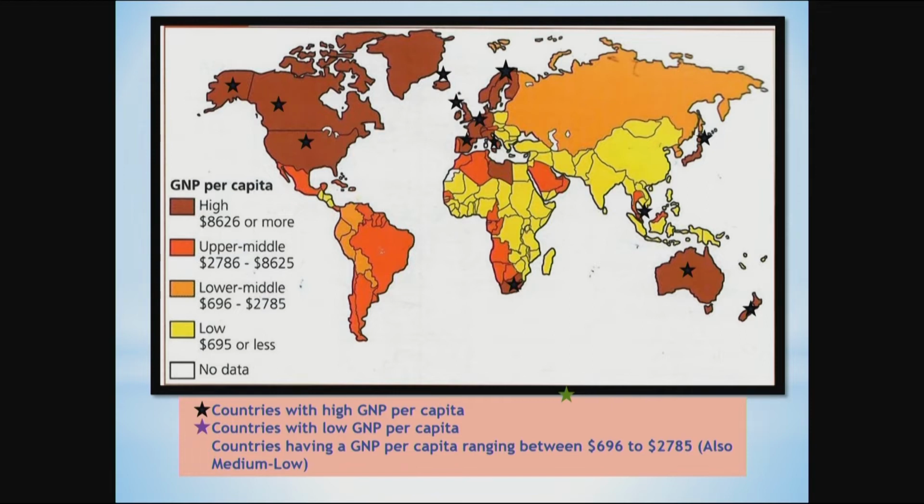Now we move on to number 2, the other part of question 1, countries with low GNP per capita, and for that we use a purple star. I've used a purple star. So, as I mention the countries, if you have put any 2 of the countries I'm going to mention, then you have scored correctly. So let us see. Okay, if you see, most of the countries from the African continent are with low GNP per capita. So what are these countries?